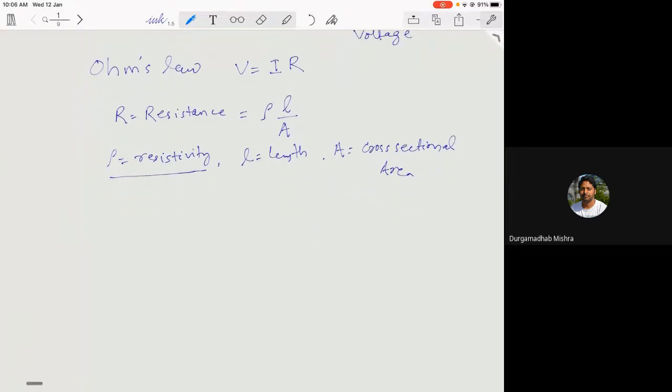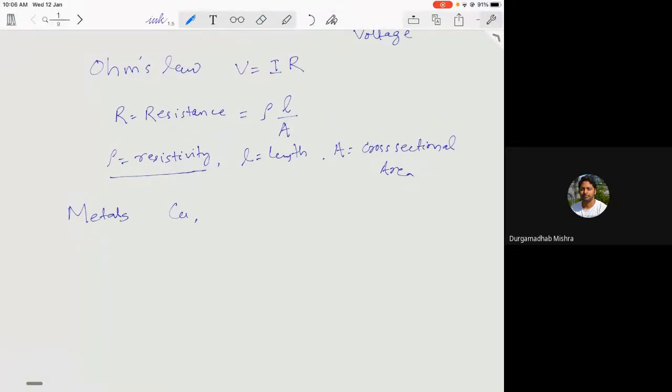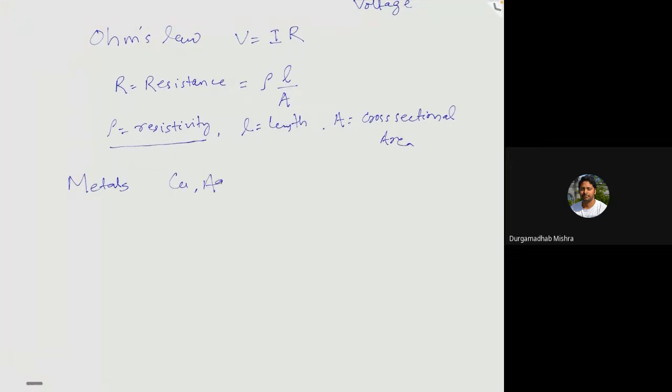And what we saw is, if you take metals like copper or silver or gold, these have really low resistivity, which is of the order of 10 to the power minus 9, and normally you represent it in units of ohm meter.